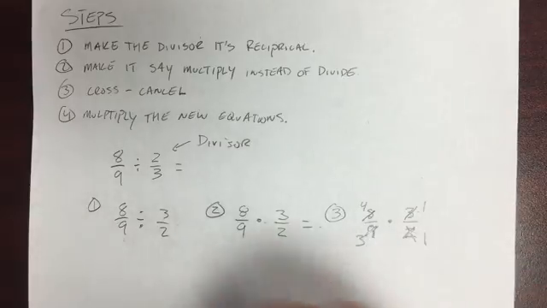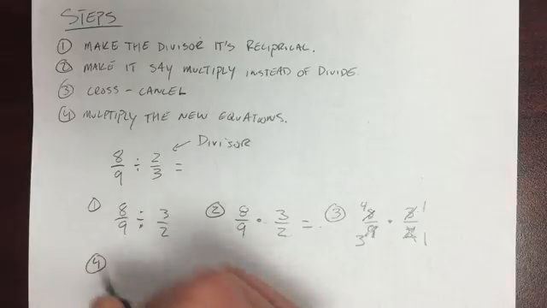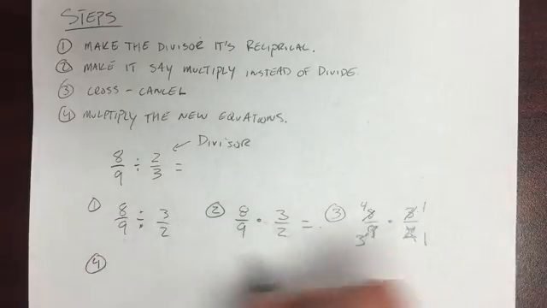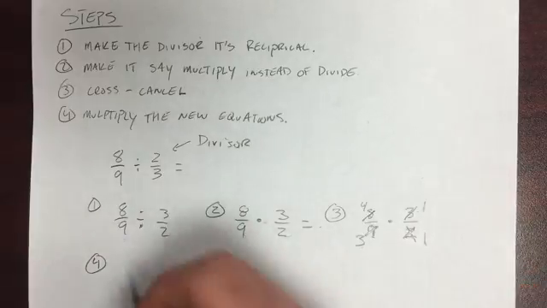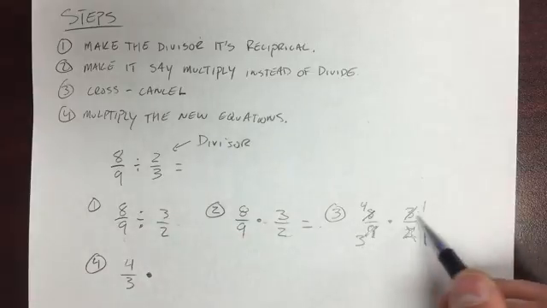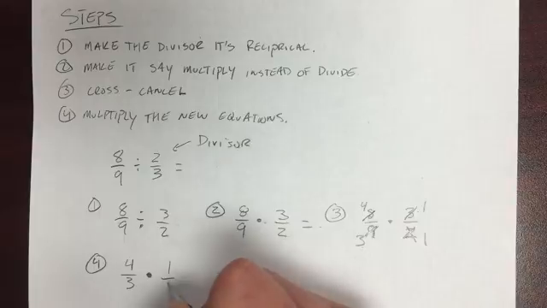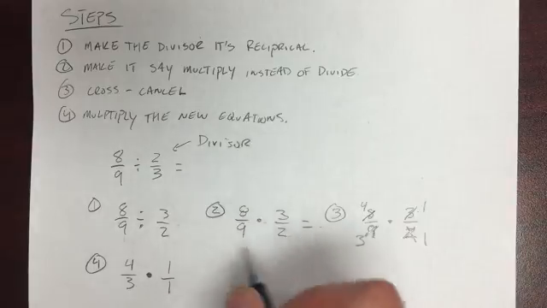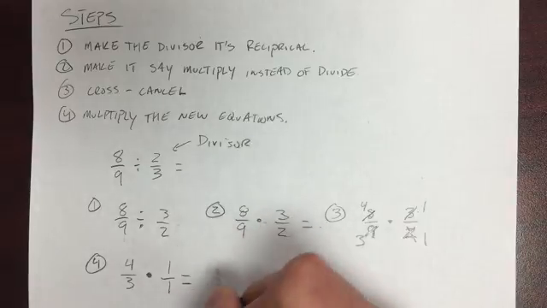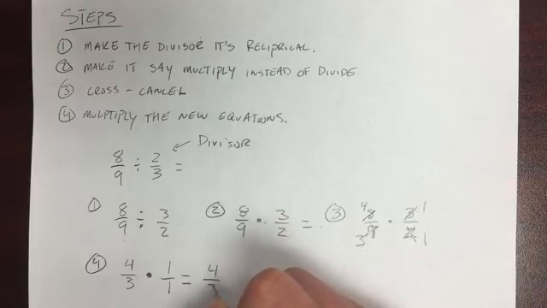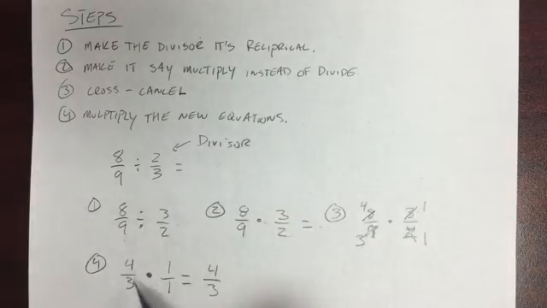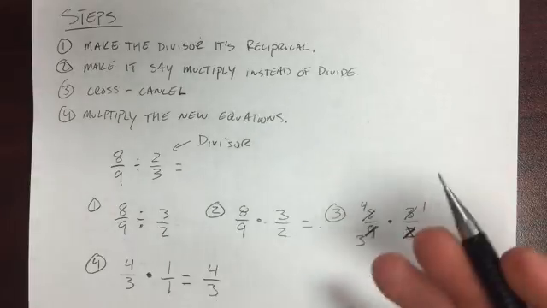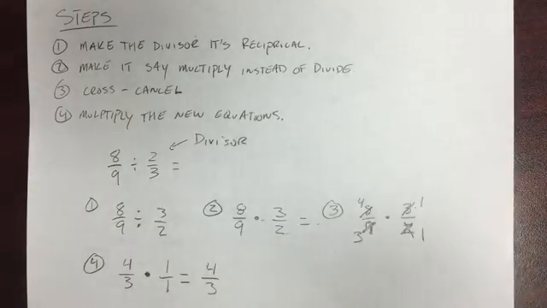So now we're on to step 4. We have these new fractions. We have 4 over 3, so 4/3 multiplied by 1 over 1. 1 over 1, okay? So then we can multiply across: 4 over 3, all right, because 4 times 1 is 4, 3 times 1 is 3. All right, now we're almost done.